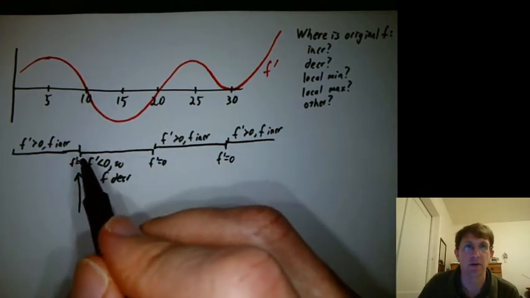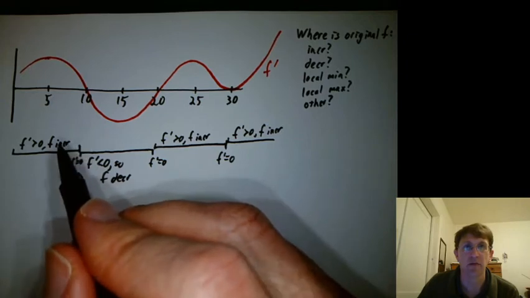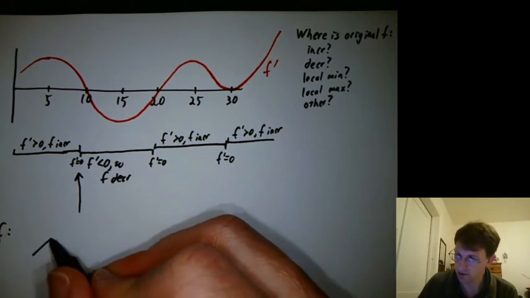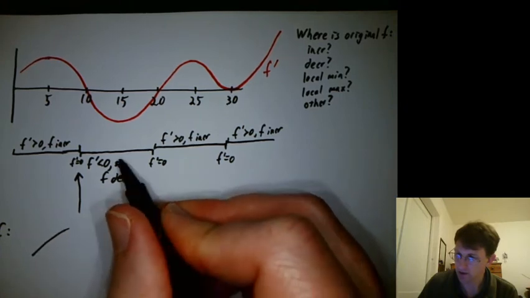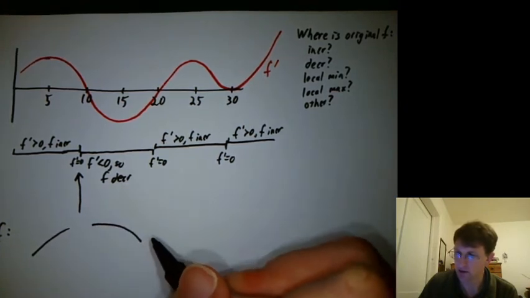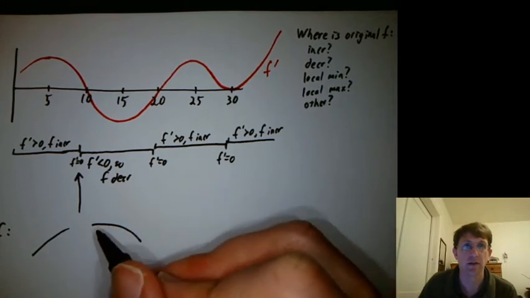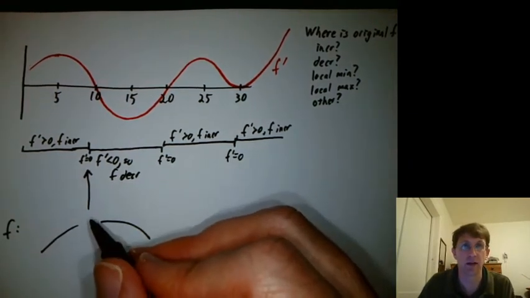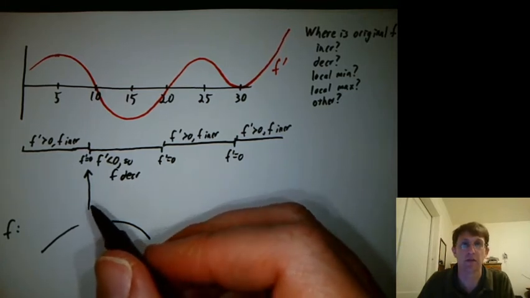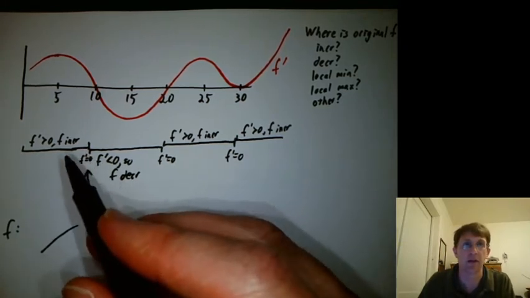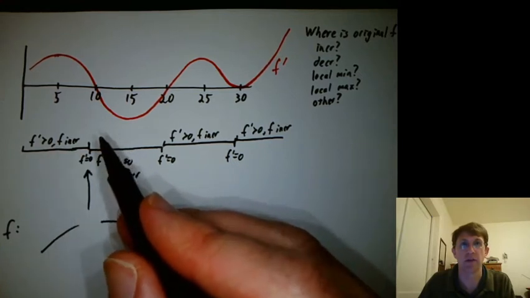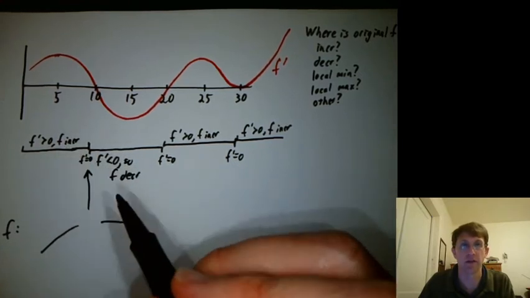So here, f prime is 0. So that's going to be a local min or local max. f was increasing, so we know the general shape of f was increasing, and then here the general shape of f is decreasing. So we think this is a local max of f, and we could use the first derivative test as a formal way of saying if f prime goes from positive to negative, then the original function has a local max.